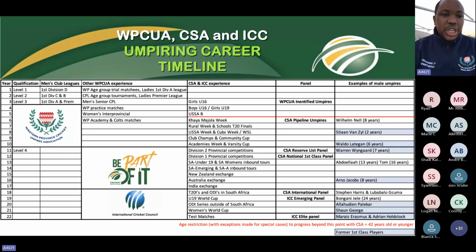It does not mean that just because you have level 3 that you will automatically umpire in these matches. Your movement up the leagues is mainly based on your performance on the field and not just your qualification. You will see in the middle column is your Cricket South Africa experience. Once you have level 3 and you've been umpiring well in Western Province Cricket Association club cricket leagues, you might be considered by WPCUA and get nominated to umpire in Cricket South Africa's girls and boys under 16 age group tournaments.